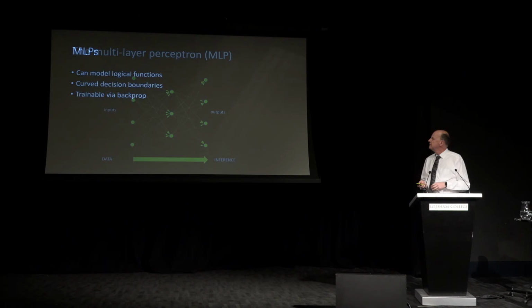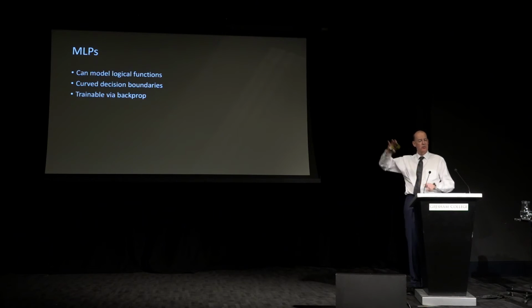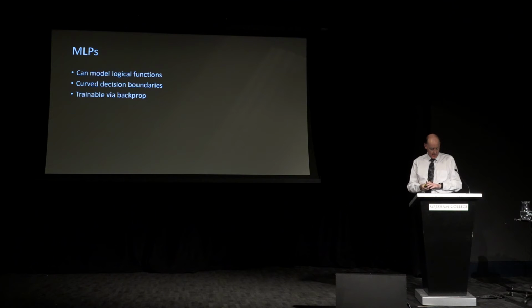Okay, so these can model those difficult logical functions like XOR. That's great. And instead of having straight decision boundaries as we had previously, they have curved ones, so they've got lots more representative power. That's great. And they're trainable via backpropagation, which is often called backprop in the trade. Backprop was a real light bulb moment, really important.